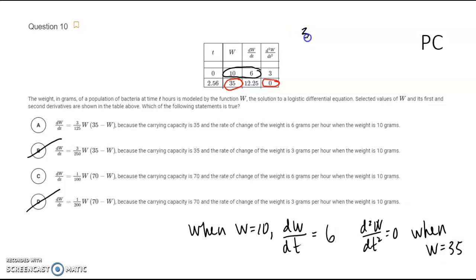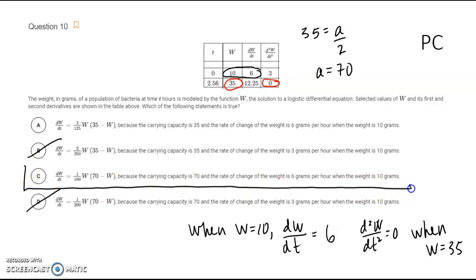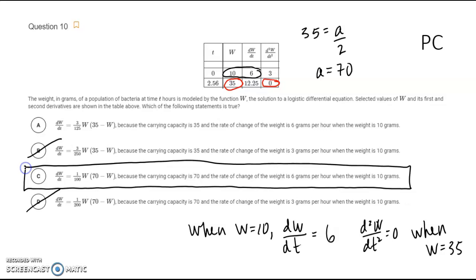The weight where the point of inflection occurs is half of the carrying capacity. So what's the carrying capacity? The carrying capacity has to be 70. So that's what makes it C and not A.